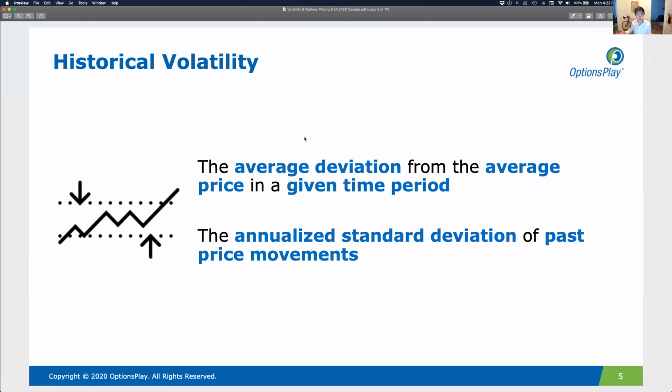So when someone says a stock's historical volatility is 30%, don't just take that at face value. Ask some questions. Over what period of time was that measured? Was that over a week, a month, a year? Usually when we talk about volatility, we measure it over a single year, meaning we want to have enough data to get a true sense for the volatility of a stock.